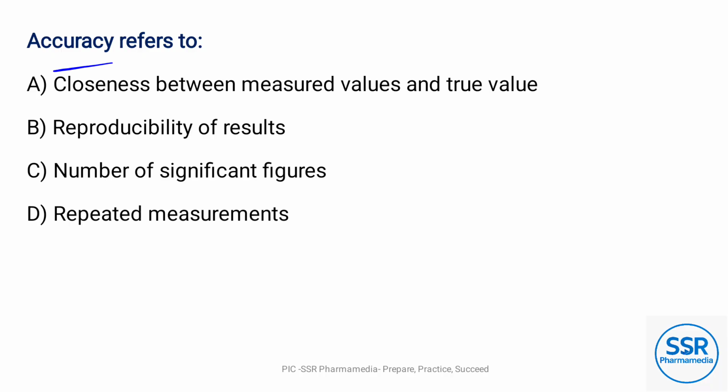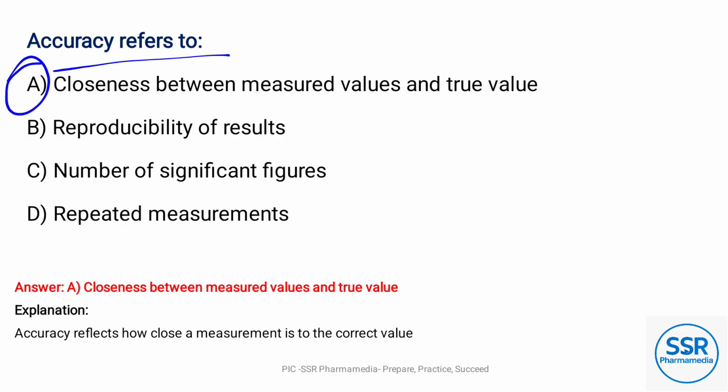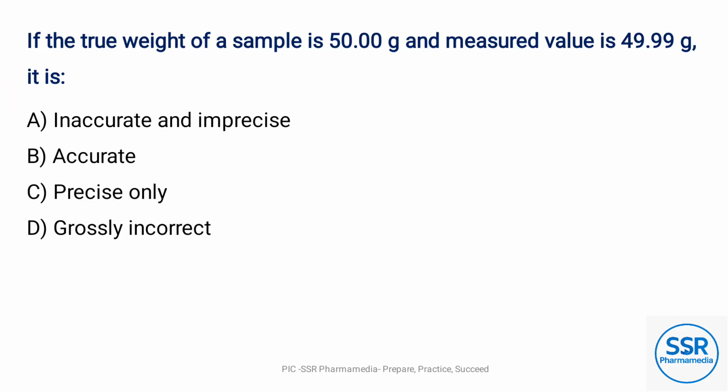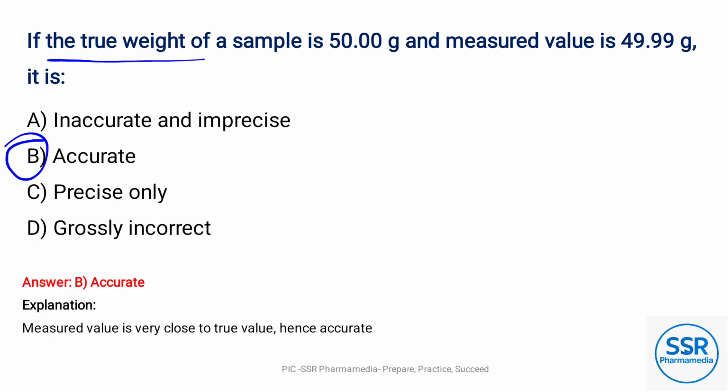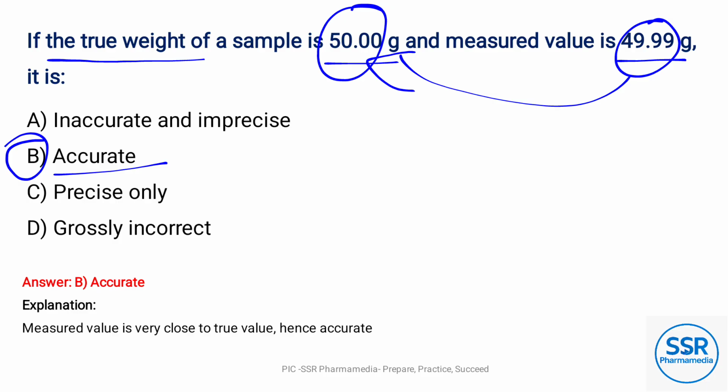Moving into the questions. Accuracy refers to. So the answer is option A, closeness between measured value and true value. So it is called accuracy. Next, if the true weight of the sample is 50 gram and the measured value is 49.99 gram, is it accuracy or precision? It is accurate. It is called an accurate value, close to the true value. So it is called accurate.